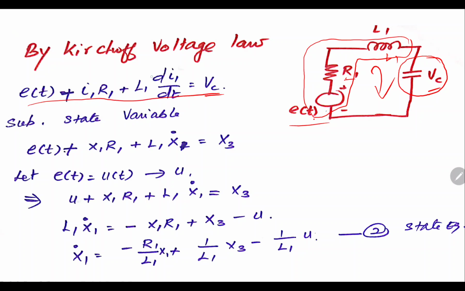Now when we substitute the state variables, I1 is equal to x1. The first order differentiation of I1 is x1 dot, and Vc is equal to x3. We are also going to assume that E of t is equal to u. So when substituting all these, we get u plus x1 R1 plus L1 into x1 dot is equal to x3.